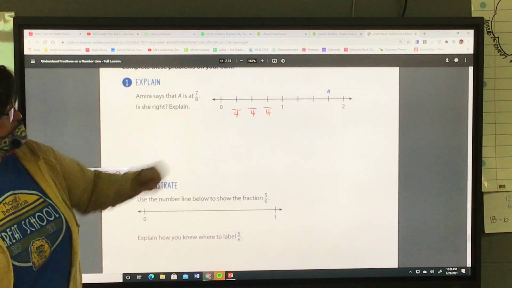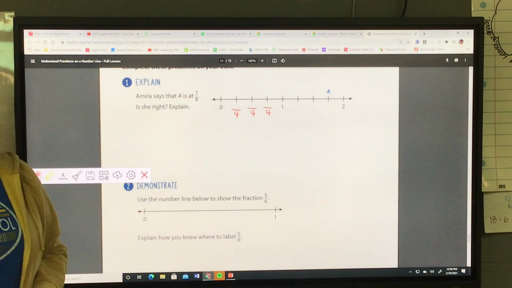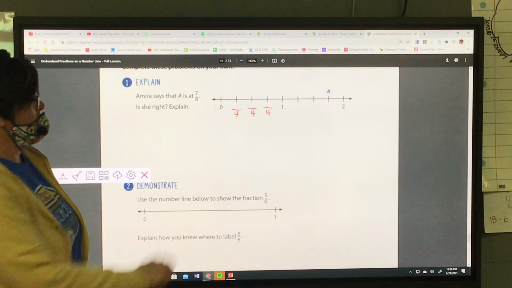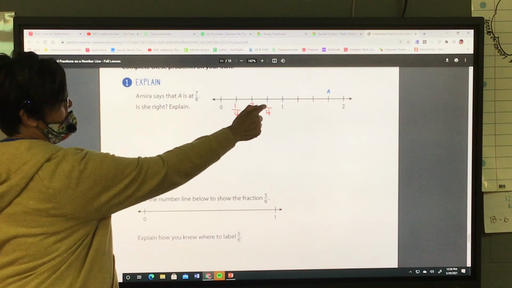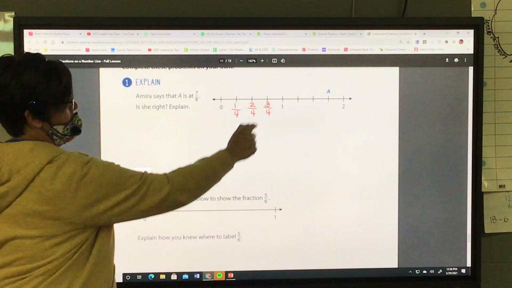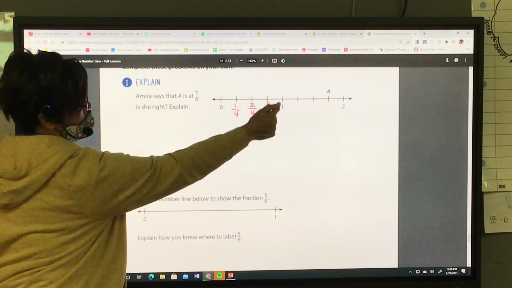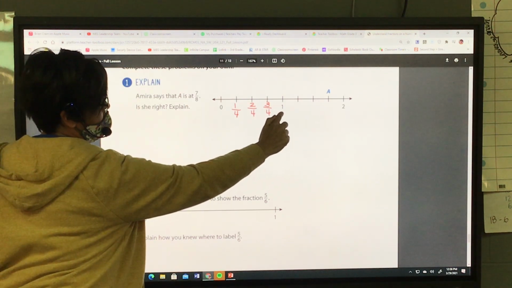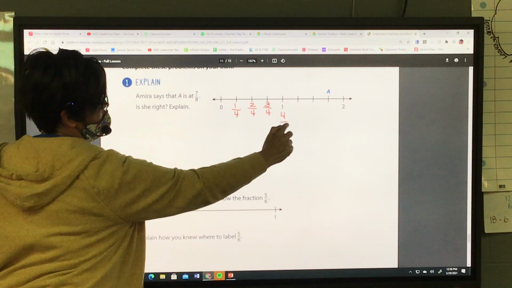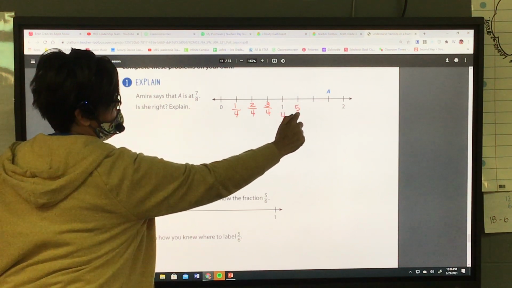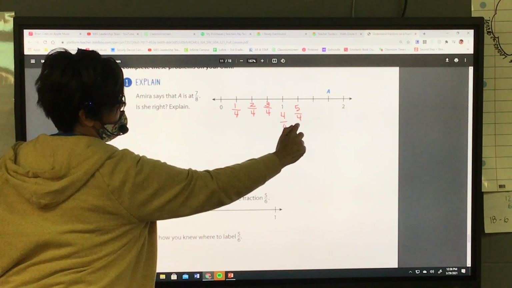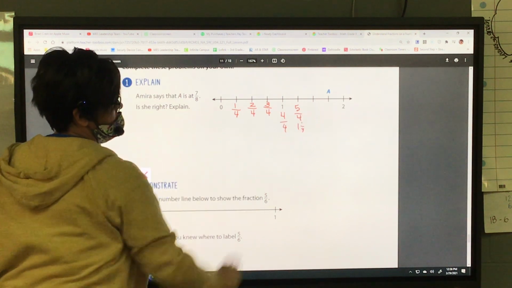What is this fraction going to be? 1/4. What's the next one? 2/4. Then 3/4. What would this fraction be that's equal to 1? 4/4. What would be next? 5/4. Okay, we could say 5/4, or we could say 1 and 1/4.